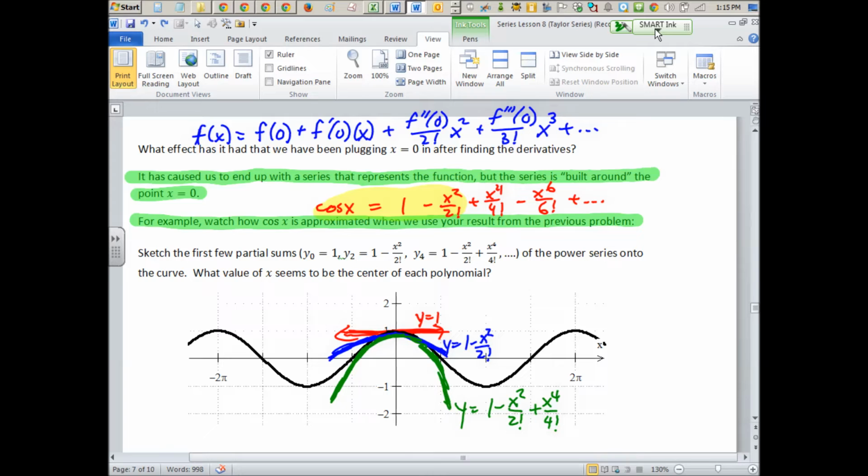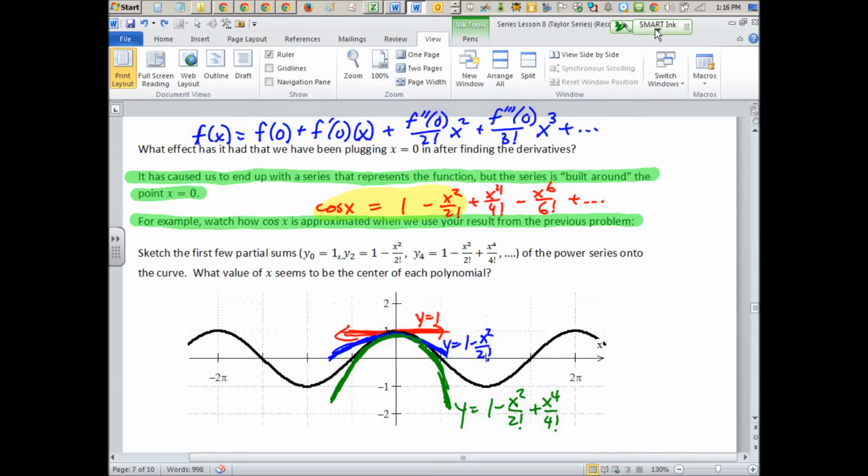So as we increase the number of terms, we get more and more of the cos wave. The curves hug the cos wave better. But you'll notice something. All of these have something in common. The center is at 0. See that? That's what I'm trying to say here.